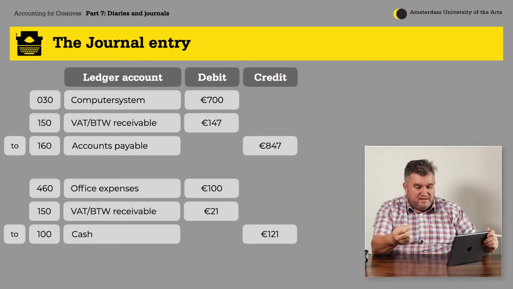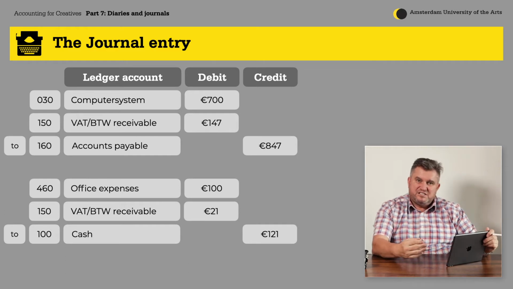This is a claim to the Belastingdienst. It is increasing again, so normally it's debit. So in this entry we also put it on the debit side because it's increasing. We put it on the same side. And finally, we paid with cash in this example.